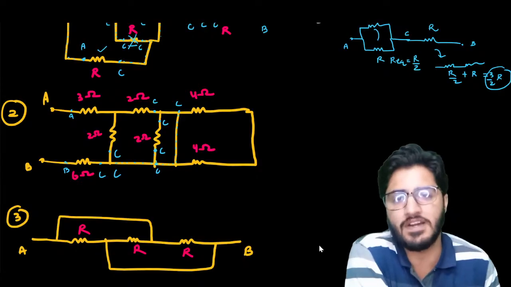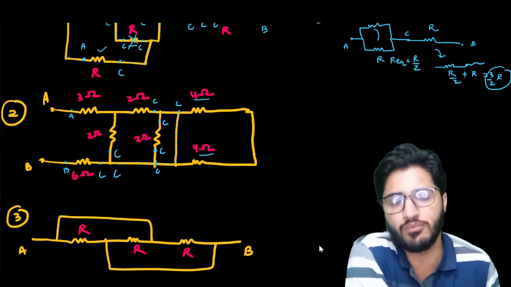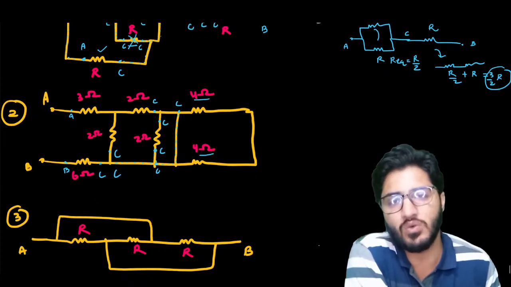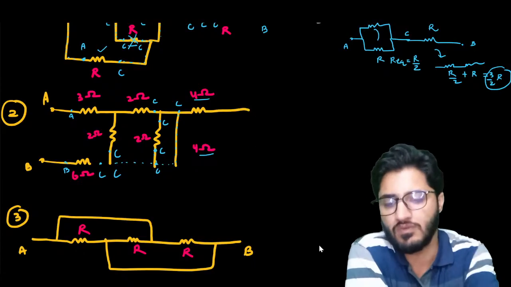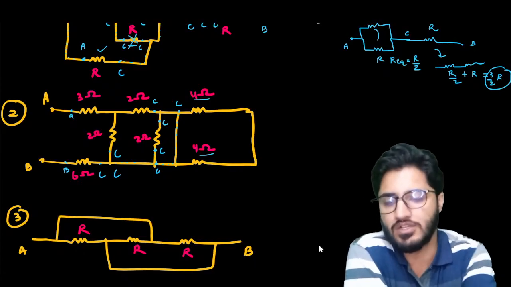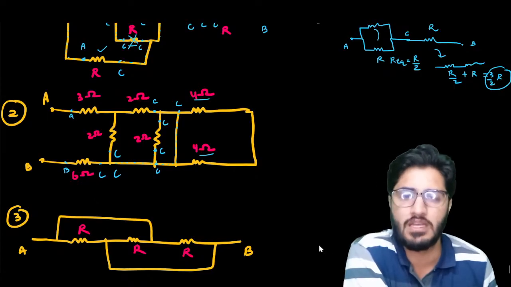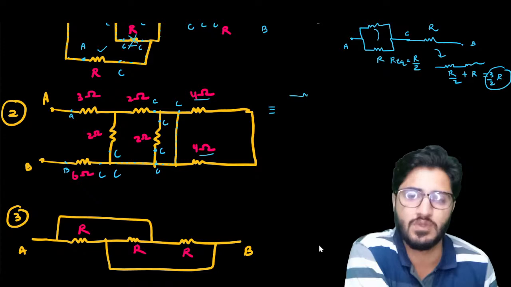Look here now. These 4 ohm and 4 ohm both are in series, so I will write 8 ohm. So I can do one thing now. Instead of this one, I will write 8 ohm. It will look like this now.